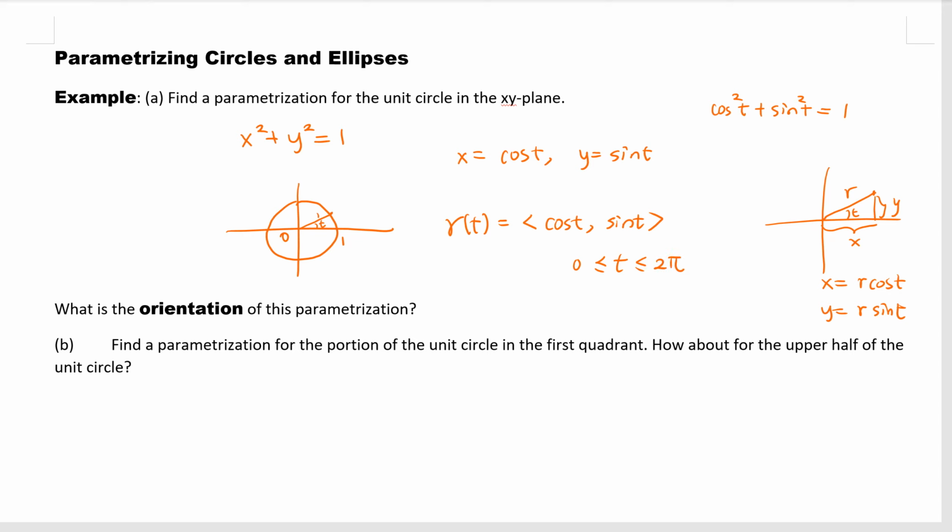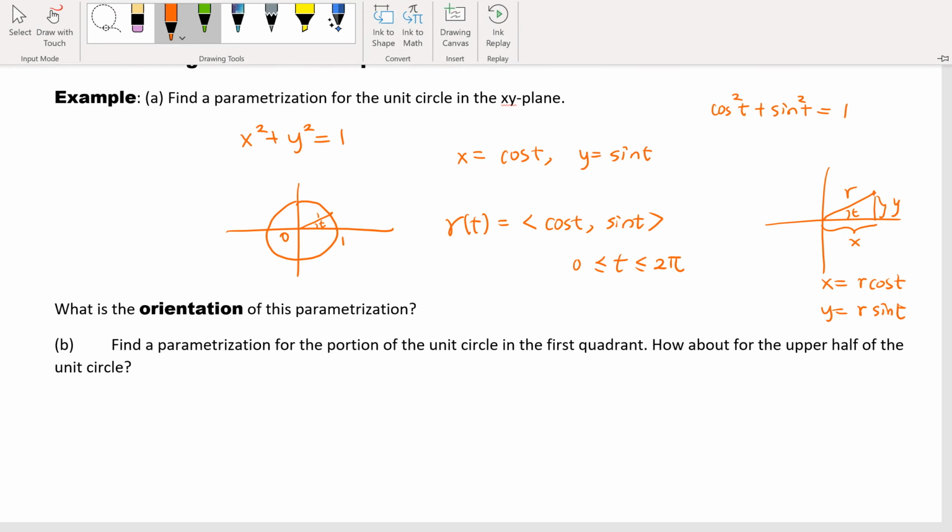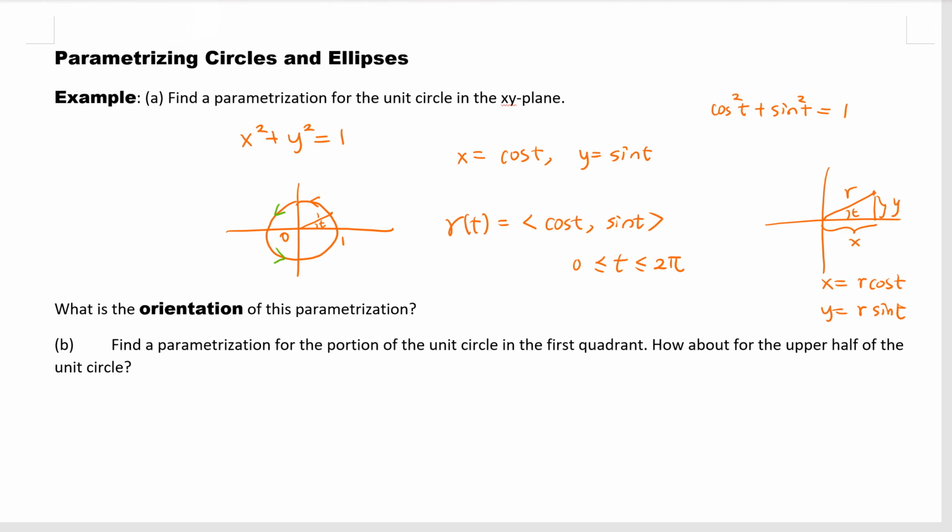So far so good. Okay, what is the orientation of this parameterization? Well, t is actually the angle made with the ray and the positive x-axis, counting counterclockwise. So that's why the orientation of this parameterization is going in this direction.